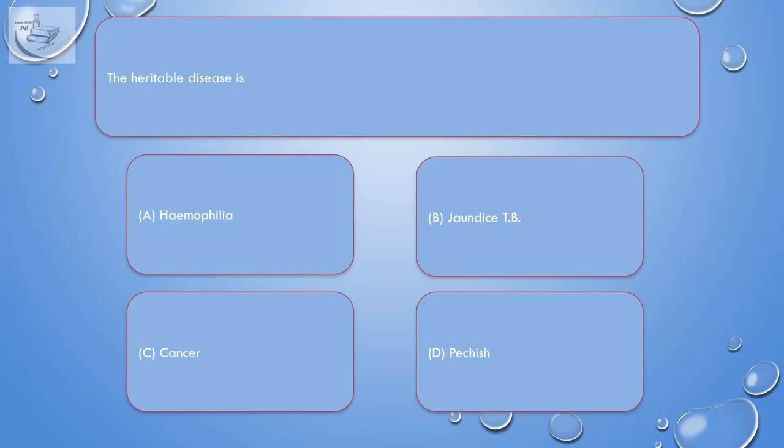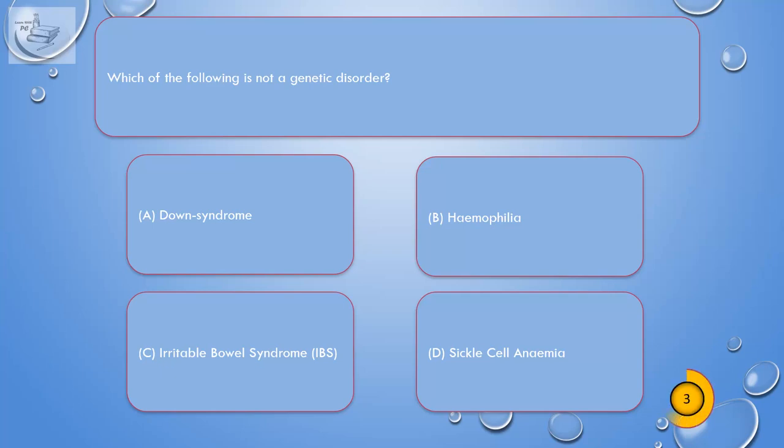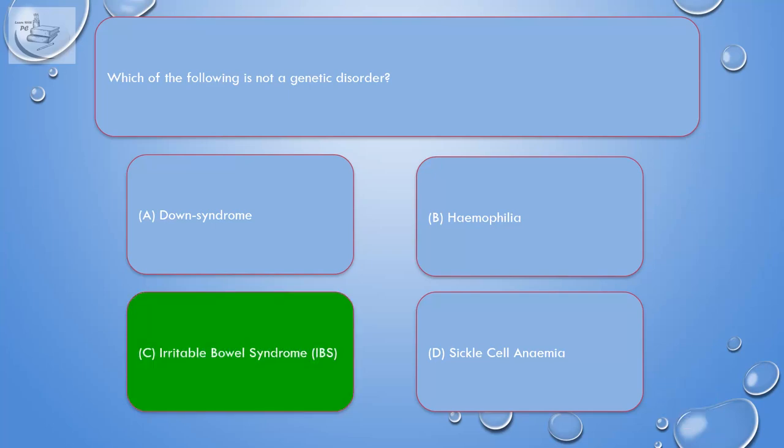Question: The heritable disease is A. hemophilia, B. jaundice TB, C. cancer, D. peachish. Correct answer is A. hemophilia. Question: Which of the following is not a genetic disorder? A. Down syndrome, B. hemophilia, C. irritable bowel syndrome, IBS, D. sickle cell anemia. Correct answer is C. irritable bowel syndrome, IBS.